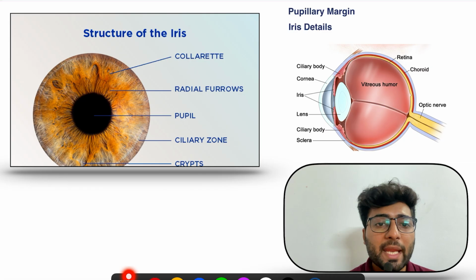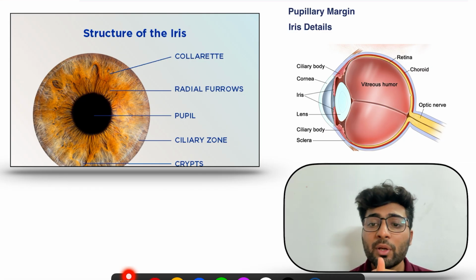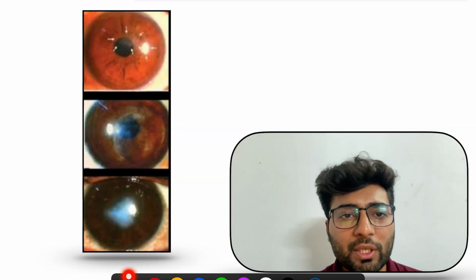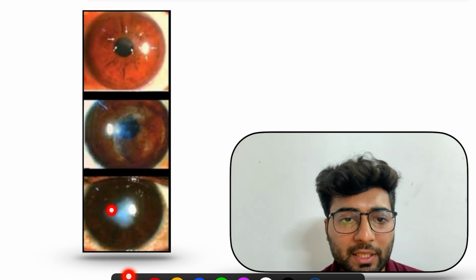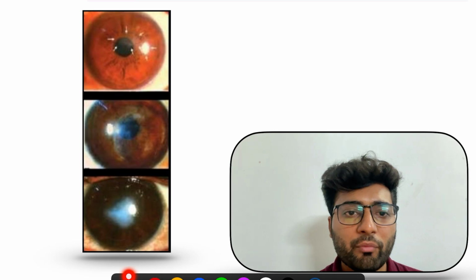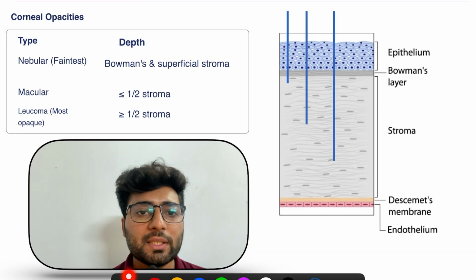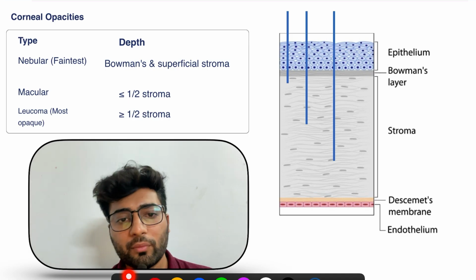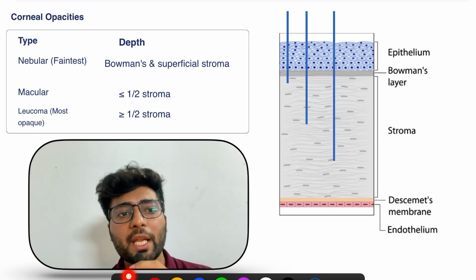Now if there is any opacity, then I will not be able to see what? Pupillary margin and iris details. So this is the grade of opacity. See, over here there is only a little bit of opacification, here there is somewhat more, and here there is a complete white spot. So we have 1, 2 and 3. What are these names? This is nebula, macula and leucoma. What? Nebula, macula and leucoma.